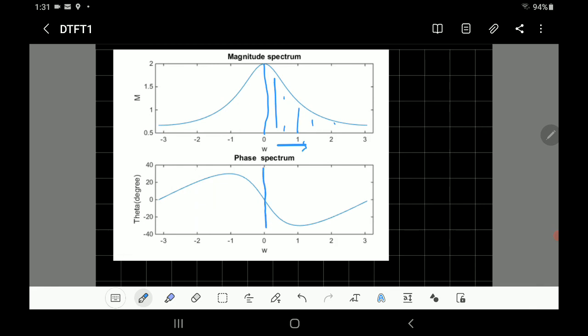For the phase, your DC component, of course, doesn't have any angle shift, so it's 0 here. Every time you increase the frequency, the angle grows in magnitude, between minus 40 and 40. It goes from 0 to minus 5, minus 10, and so on until it reaches the maximum, which is between minus 40 and minus 20. Then if you increase the frequency beyond 1 radian per second, the shift decreases again. So that's the meaning of it.